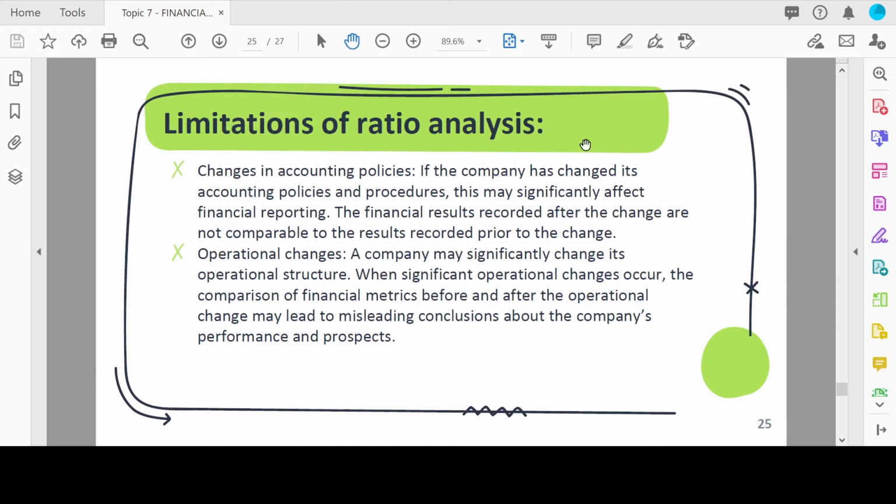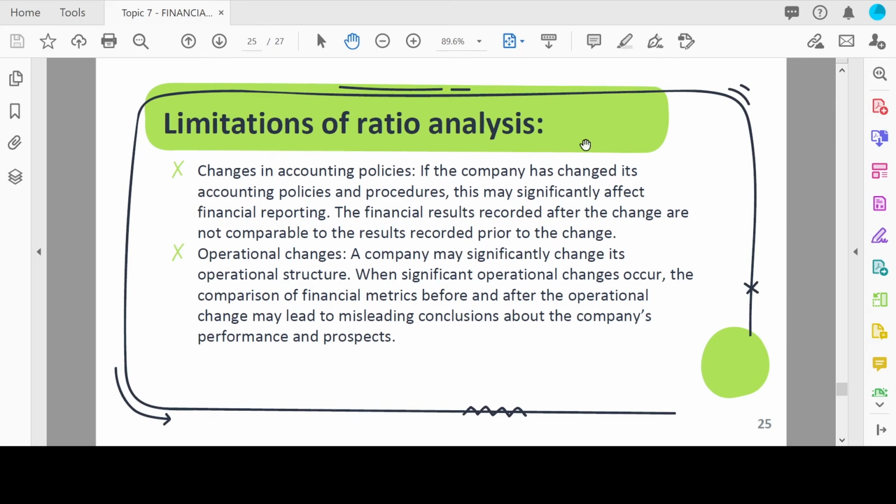And then operational changes. A company may significantly change its operational structure. So when change happens, there might be a misleading conclusion about the company's performance and prospect. The change in the amounts and also the figures in the financial statement could be due to the change in the operational structure. So that one also we have to be very careful.